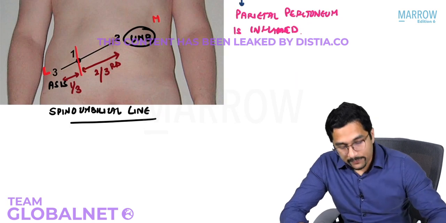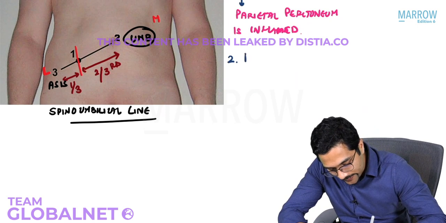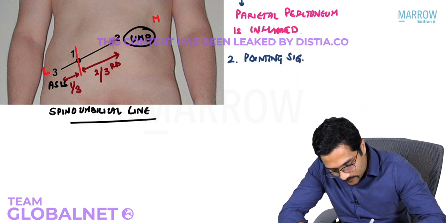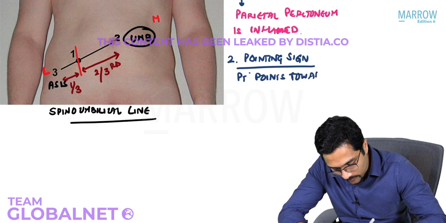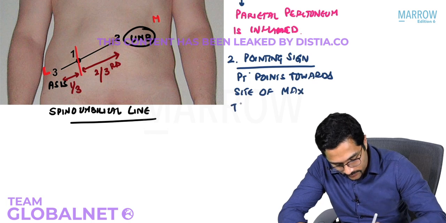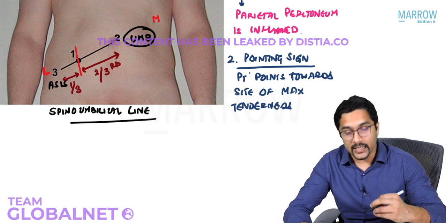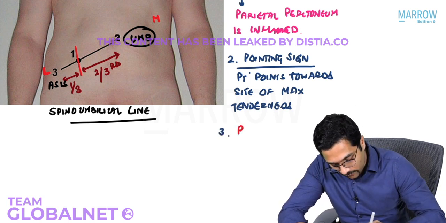The other named signs which you should know about: you can have the pointing sign. Pointing sign is when the patient points towards the site of maximum tenderness, and this is usually in the right iliac fossa. The other sign is Rovsing sign.